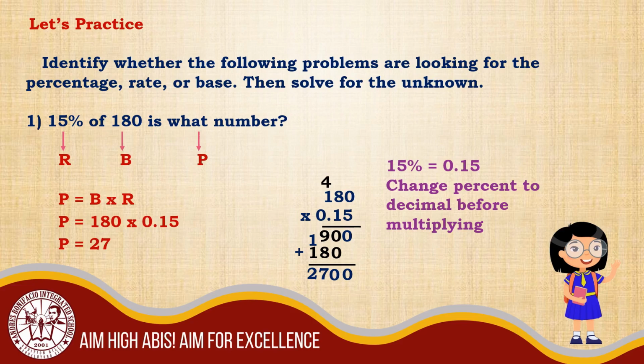Ngayon mga bata, bilangin natin ang decimal places na makikita sa factor. Mayroon tayong dalawang decimal places, kaya dalawang decimal places din ang ilalagay natin sa product. Magbilang mula sa kanan, papunta sa kaliwa. So ang tamang sagot ay 27.